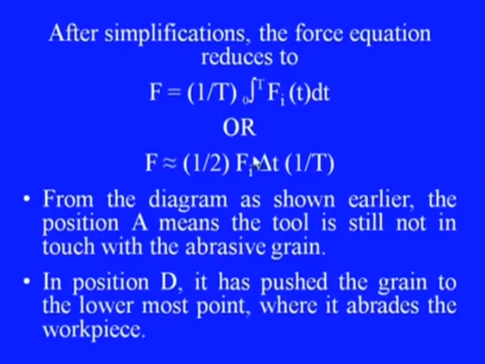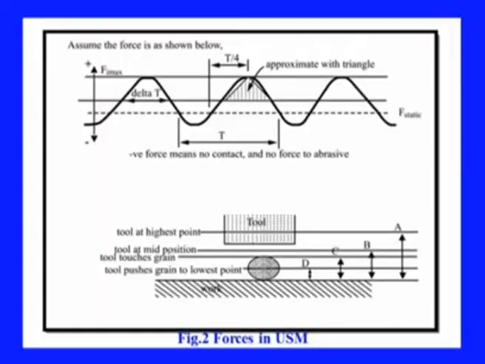Thus, if we go into the mathematics of this, what happens? After simplification, the force equation reduces to something like this. This is F equal to 1 upon T, then integration of F, where F is the force at a time instant t, integrated from 0 to time T. The T we have seen in the previous slide. So, T is this duration, this is delta T, and this is T total, one cycle of this. So, within one cycle, what is the variation of the force?